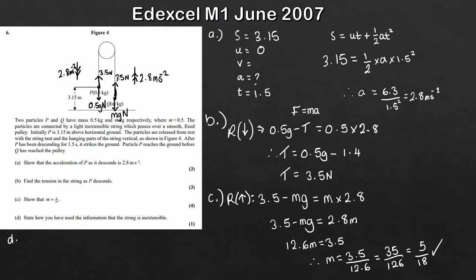And then in part D, it asks us to state how we've used the information that the string is inextensible. So remember, when the string is inextensible, what that tells us is the acceleration of P equals the acceleration of Q. That's just due to the fact that the string is inextensible. Even if you can't remember that, it's only 1 mark. I wouldn't worry too much, but it's a nice easy mark if you can remember it. Okay, so that question is done.